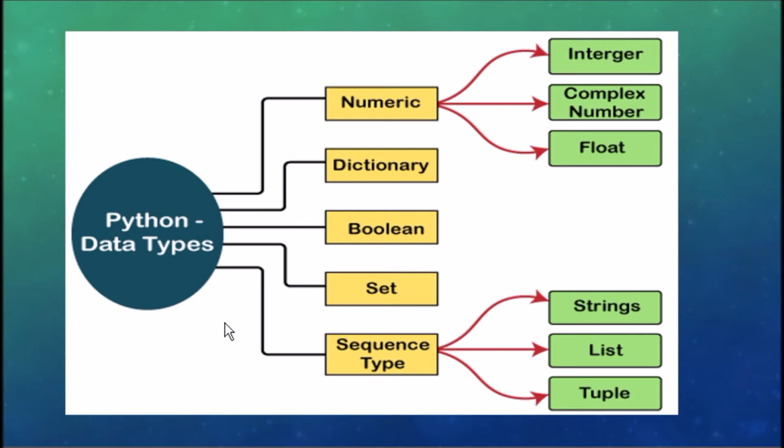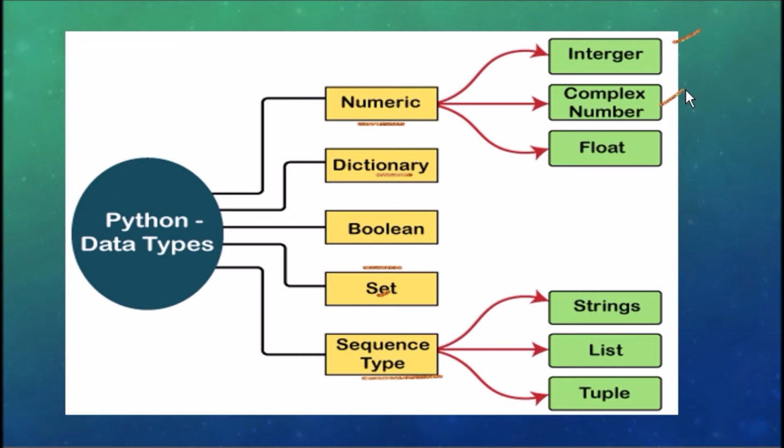This is a diagrammatic representation of Python data types. They are divided into numeric, dictionary, Boolean, set, and sequence type. Here, numeric data types are further divided into three types. They are integer values, which include 1, 2, 3 as whole numbers, maybe positive, maybe negative.